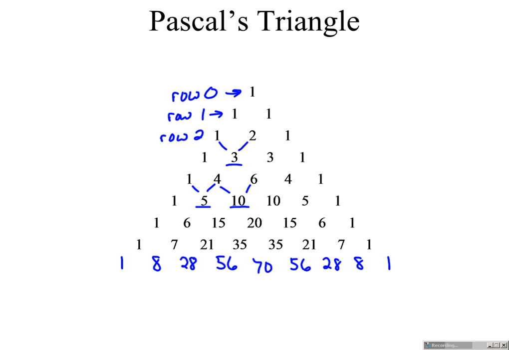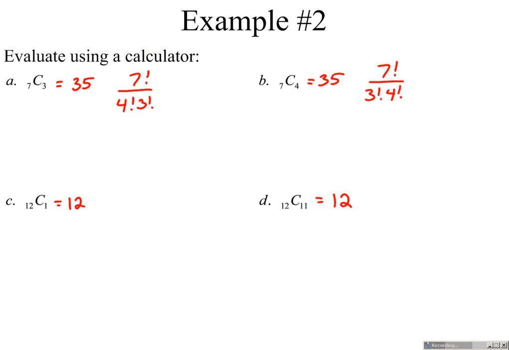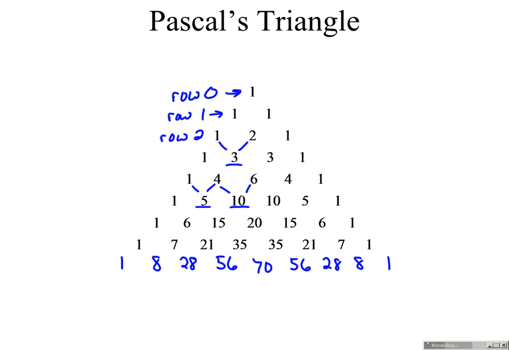Notice over here, on the last slide, we had 7 choose 3 is equal to 35. If we look at row 7, row 1, 2, 3, 4, 5, 6, 7, there's row 7, and we want to choose 3. Sorry, this is row 7. That was row 6. So this is 7 choose 0, 7 choose 1, 7 choose 2, 7 choose 3, and 7 choose 4 were both 35. So from Pascal's triangle, we can obtain combinations.